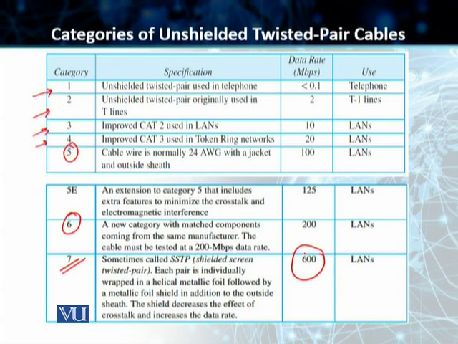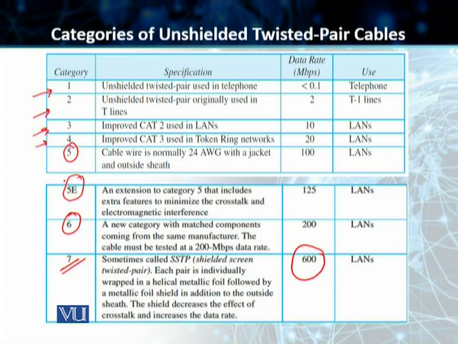Then you've got a category 5E. Let's talk about that as well. It's an extension to Cat 5, and it includes some extra features to minimize the noise. So there are some extra manufacturing features that are built in to minimize the crosstalk and electromagnetic interference, and for that particular reason, we are able to increase our data rate from up to 100 megabits per second up to 125 megabits per second. Once again, the major application is local area networks in this case.